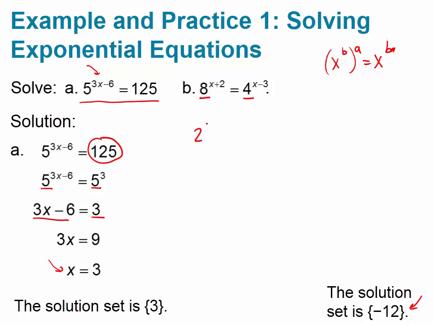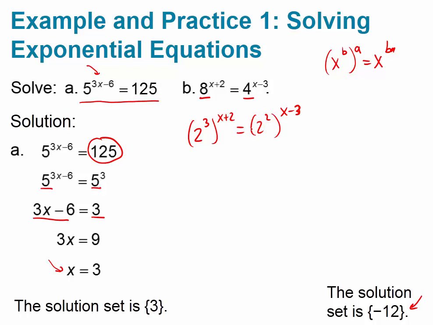So I'm going to write this as 2 to the third power raised to the x plus 2, and 2 to the second power raised to the x minus 3. All right, now I have this common base, 2 to the third power, 2 to the second power. I still have to do some manipulation here, because notice this base right now is 2 to the third, and this one is 2 to the second. So we still don't have the same base here.